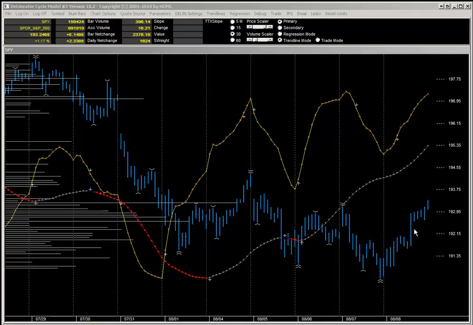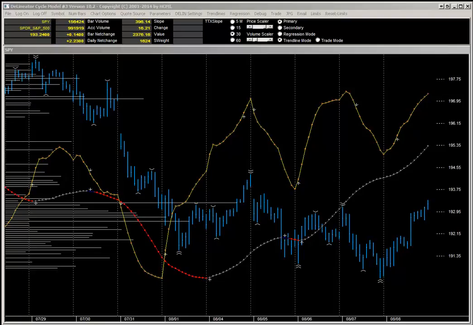So if we look up to our data screen, we can see that the slope is 396, the change is plus 16, signal weight is plus 1600, which is very strongly positive, and the value of the delineator is plus 2376.